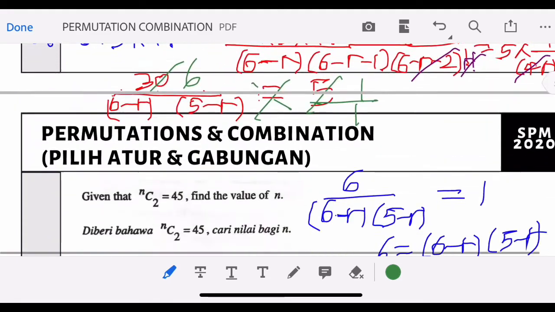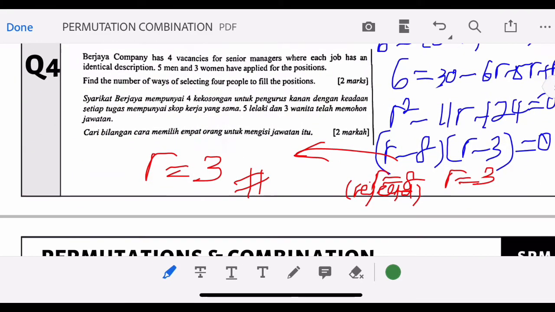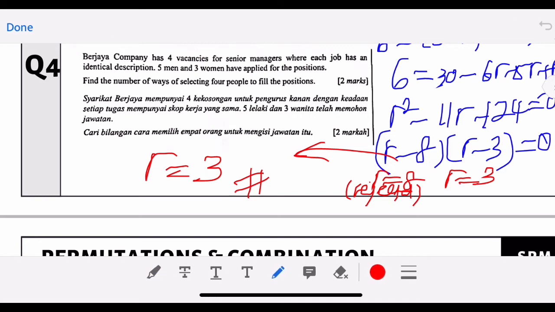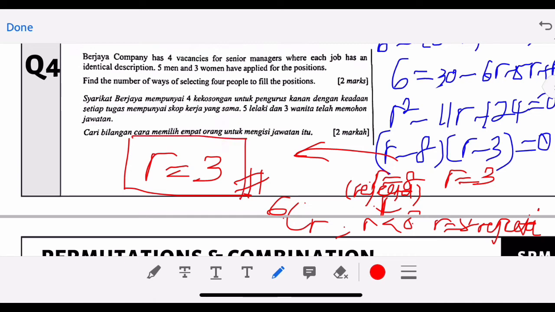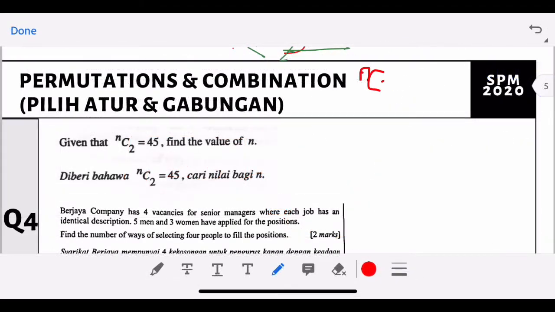If I check, it looks not logical for me to accept 8, because it is impossible to have r which is greater than n. So I have to reject the r which is more than n. So r should be equal to 3. So after you solve, you always have to double check the answer, to see whether it is logical to accept both answers or not. Alright, let's proceed to question number 4.